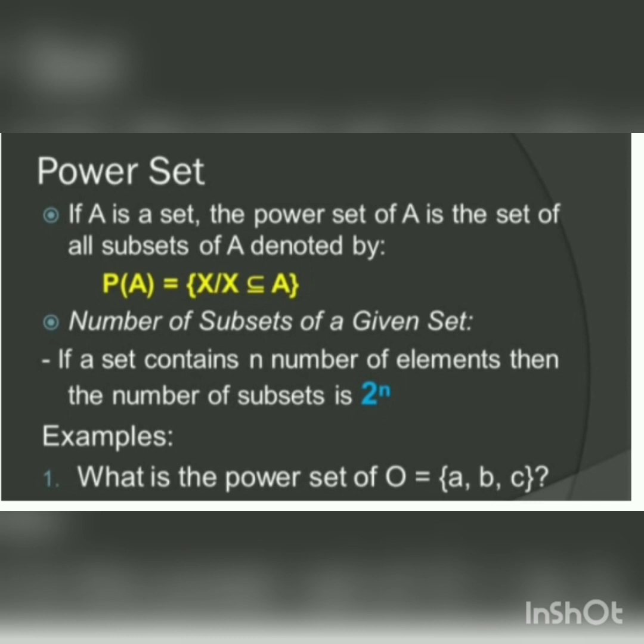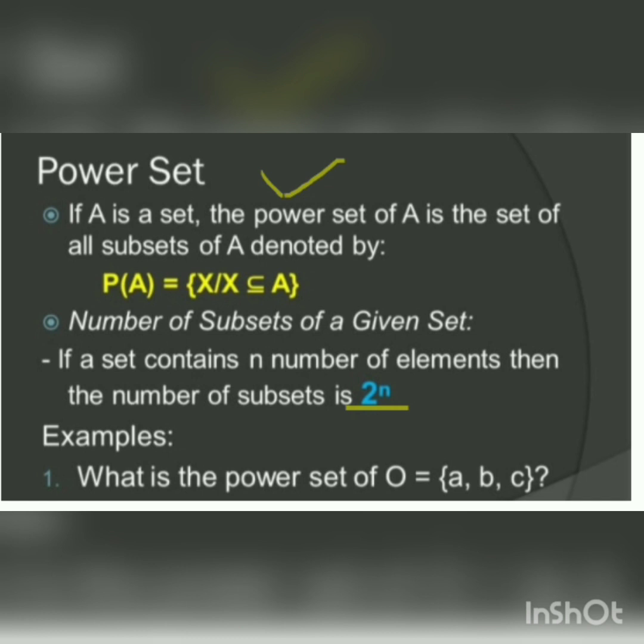Students, in a set, all the subsets of the given set are called the power set. Here is the definition of power set: if A is a set, the power set of A is the set of all subsets of A, denoted by P(A), equal to the set of all X such that X is a subset of A. Now the question is, how many subsets does a set have? By using this formula, we can find out the subsets in a set.